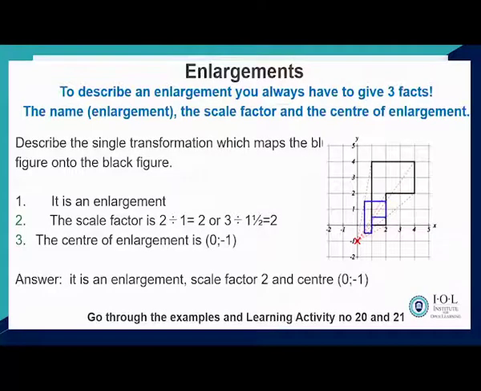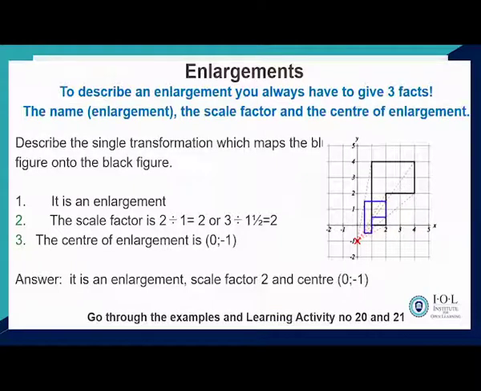If you get the object and you have to draw the image, you start at the center, take your ruler, and you draw a line twice the length from the center to the object, twice the distance, and you get your new points, join them, and there's your image.